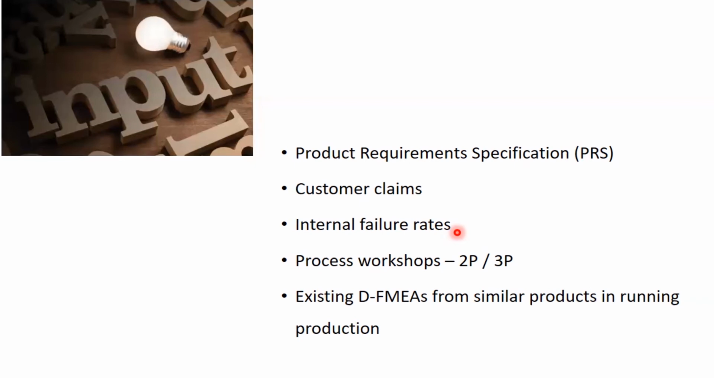Now, the fourth input that we need for performing a good DFMEA analysis is process workshop inputs. For example, if there is a pen that is newly designed, it needs a manufacturing process line, right? Now, while designing a manufacturing process line, that is where we incorporate process workshops, 3P workshop or 2P workshop. And the inputs from those workshops can also be an added advantage to the DFMEA process.